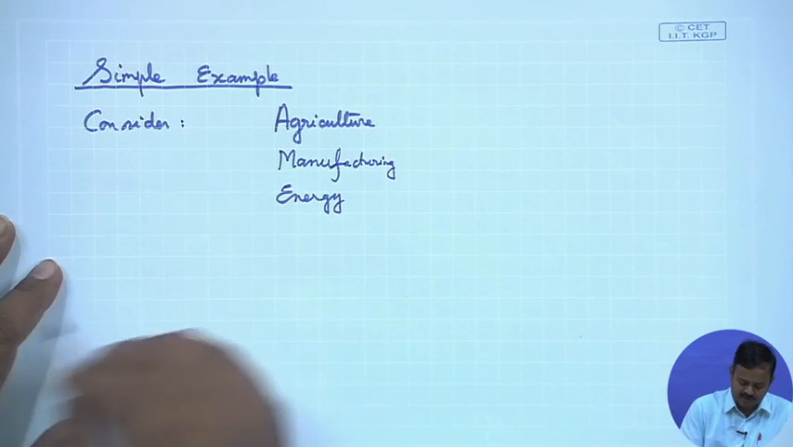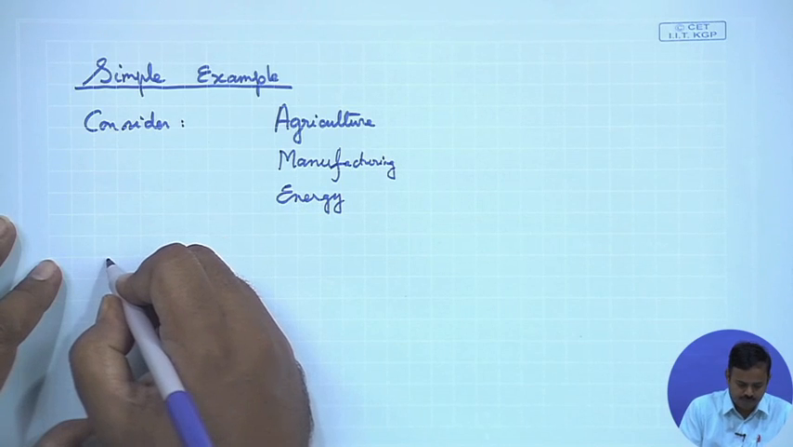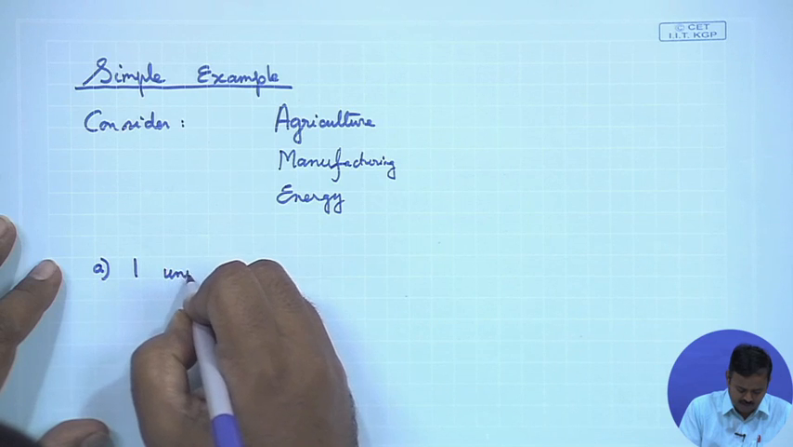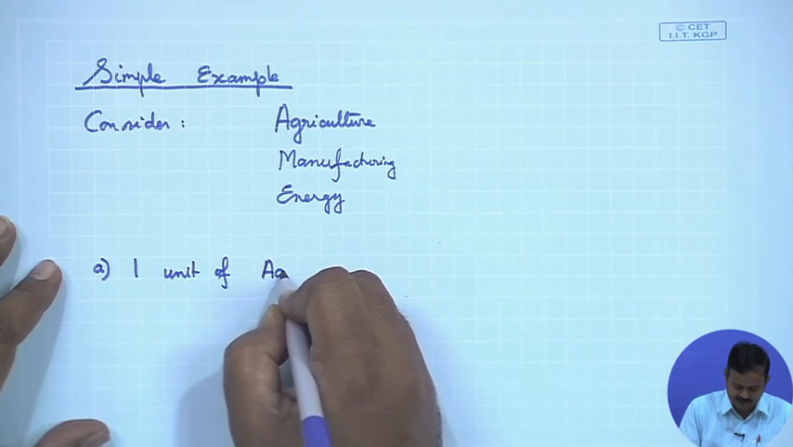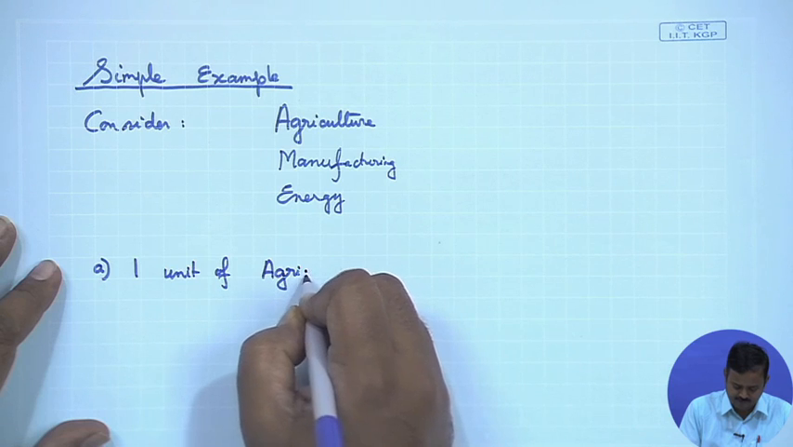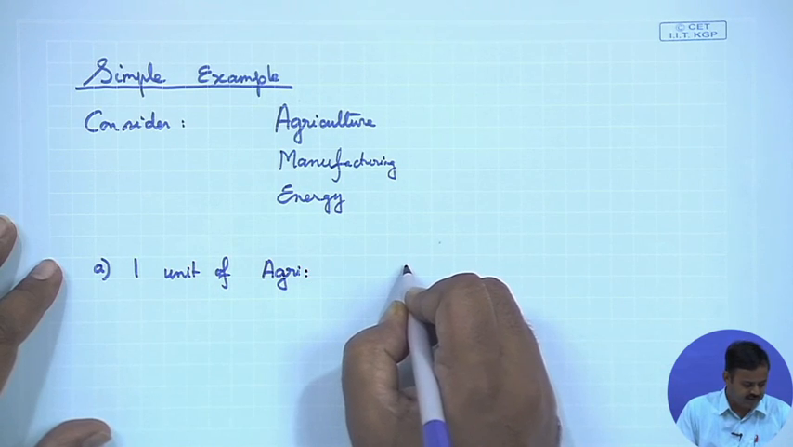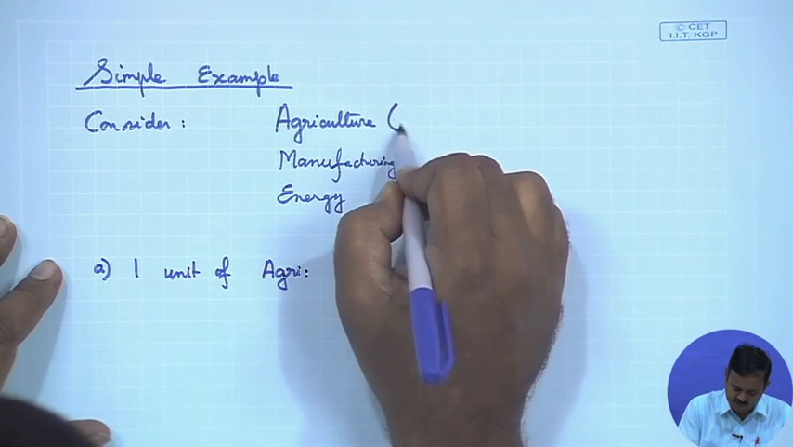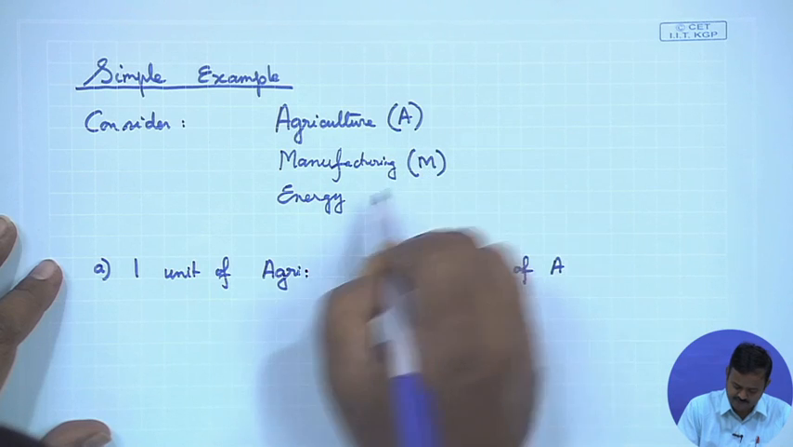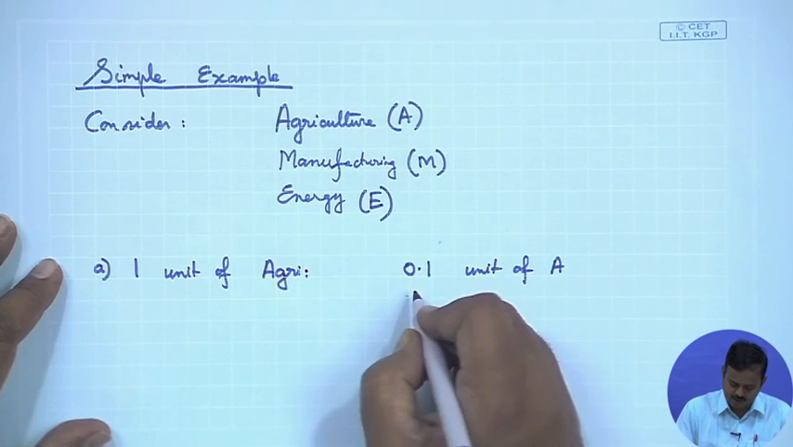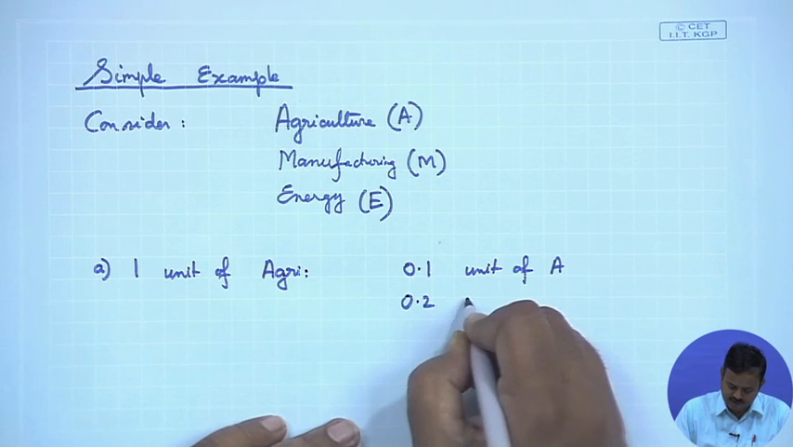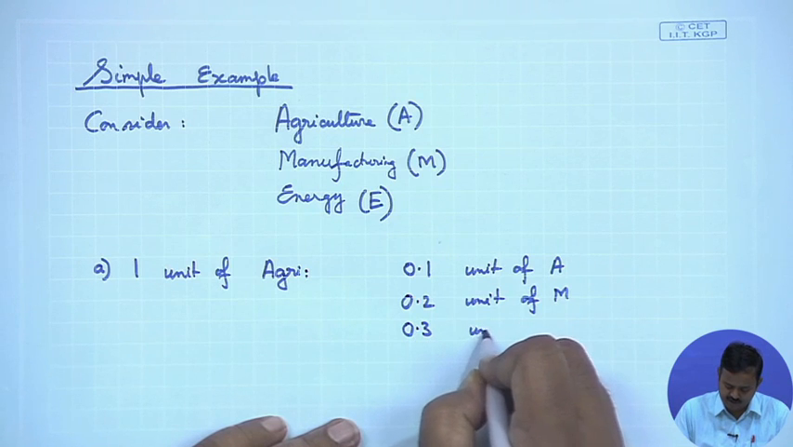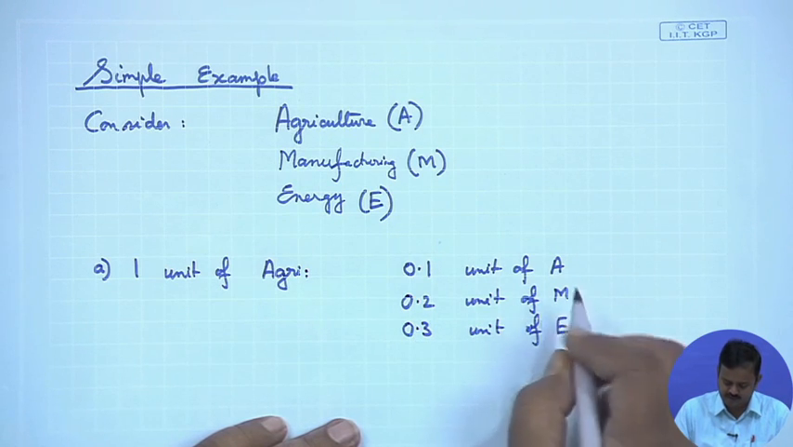So it is given to you that to produce, let us say, one unit of agriculture needs, what does it need? It needs 0.1 unit of agriculture. So I'm going to denote these as A, M and E. So 0.1 units of agriculture, 0.2 unit of manufacturing and 0.3 unit of energy.